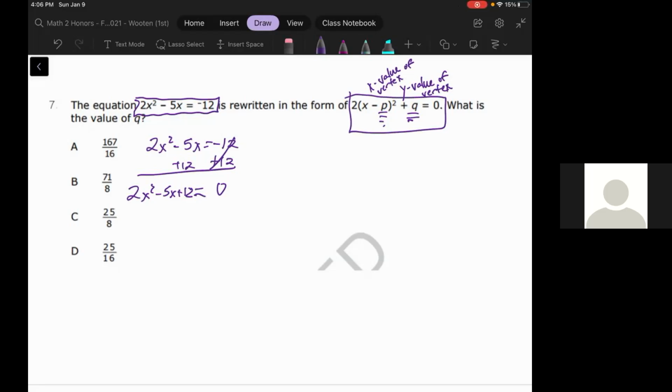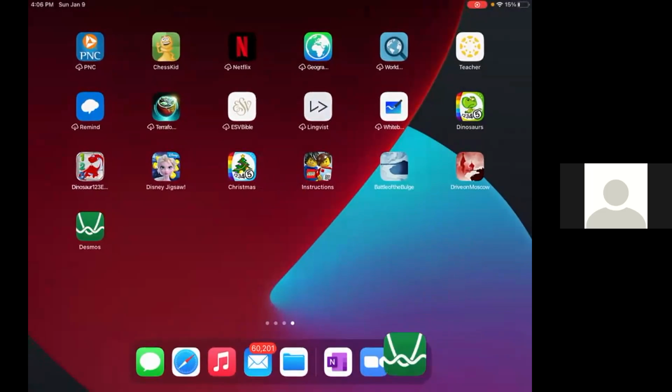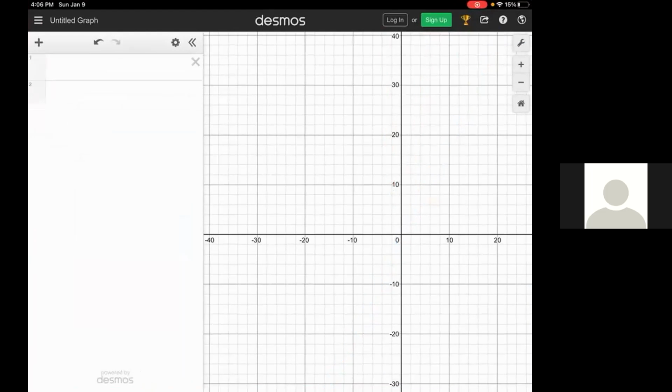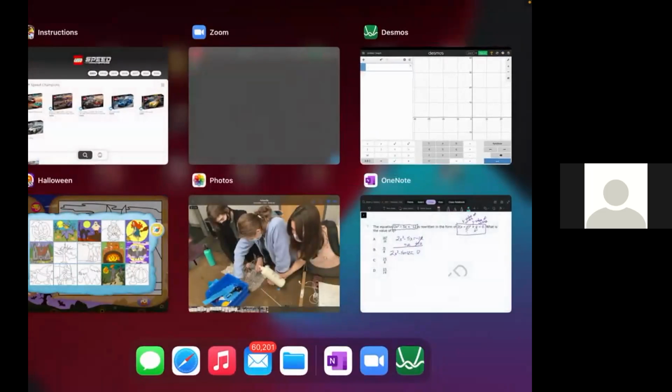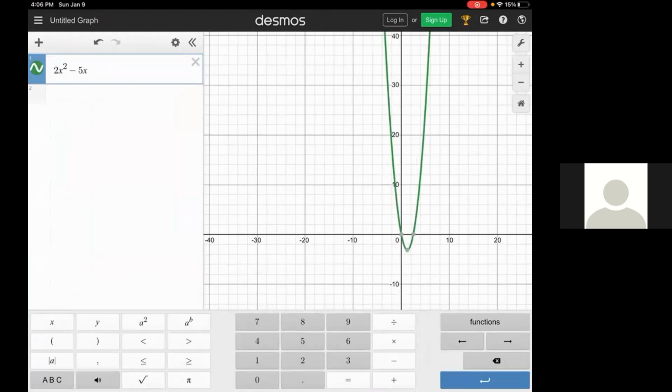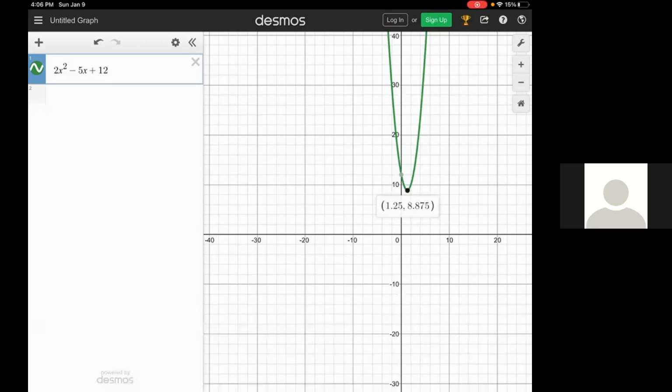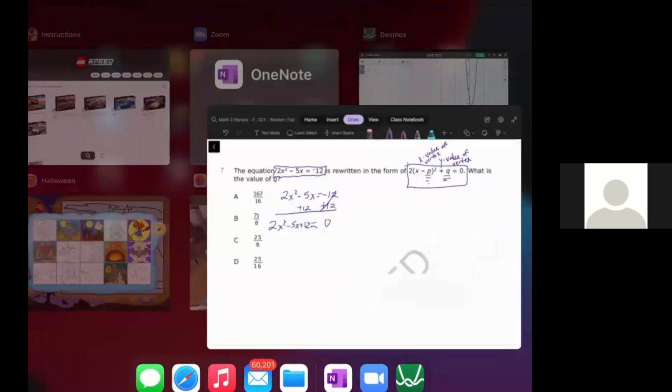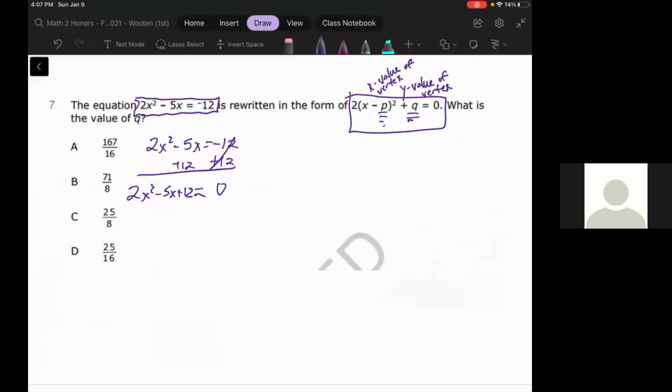So this is a standard form quadratic. I think I could go to Desmos and just graph that equation in its standard form: 2x squared minus 5x, I think it was plus 12, yep, plus 12. Now I'm getting this quadratic that goes like this. So the vertex would be at this point right here, right? 1.25 and 8.875.